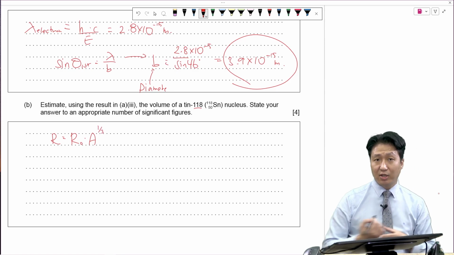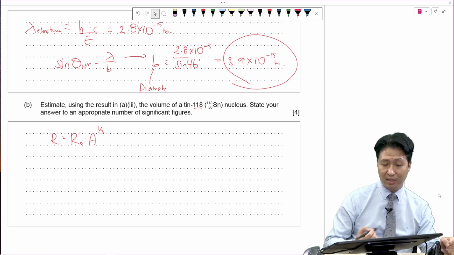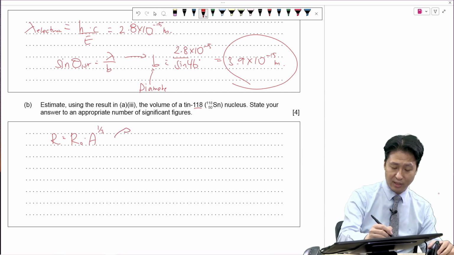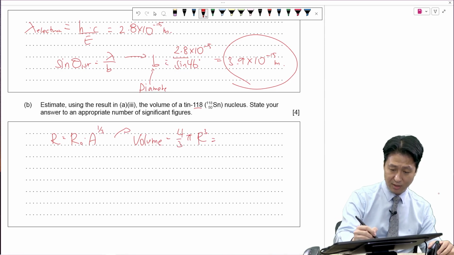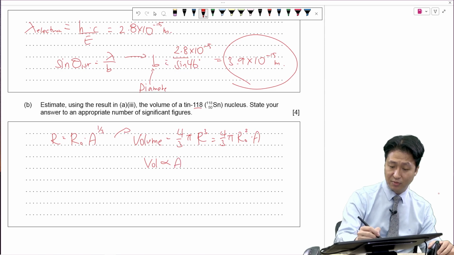Now, here's what happens. Every single nucleon will give us approximately the same volume. So, the volume is equal to 4 over 3 pi r cubed, which is 4 over 3 pi for my radius cubed times the number of nucleons. The volume is proportional to the number of nucleons.